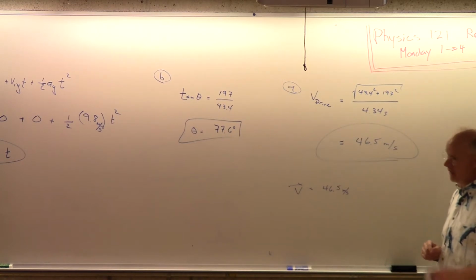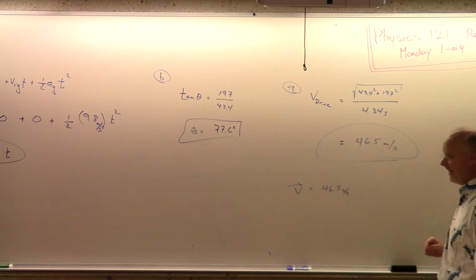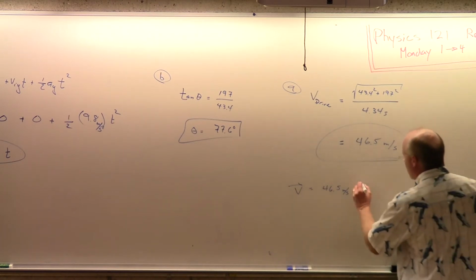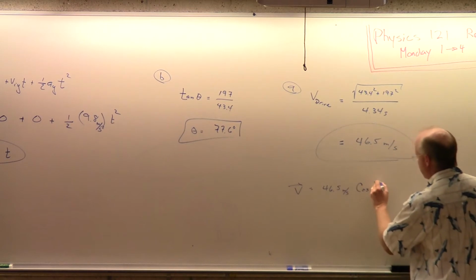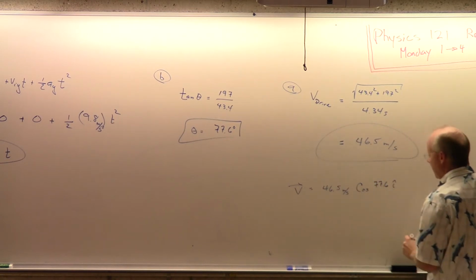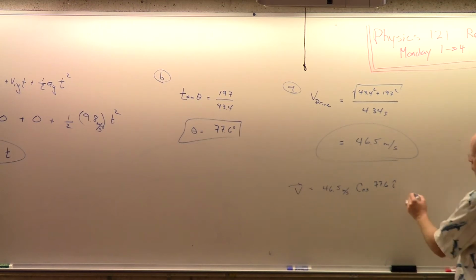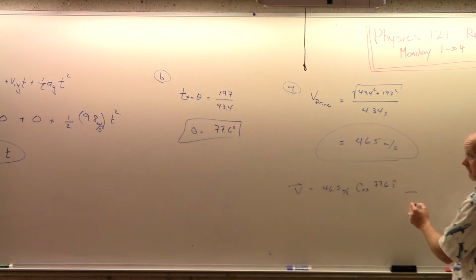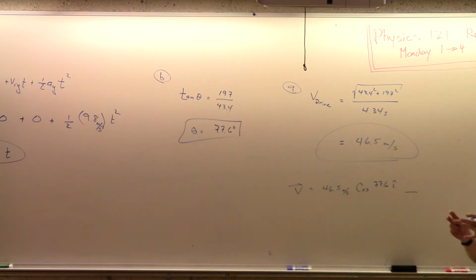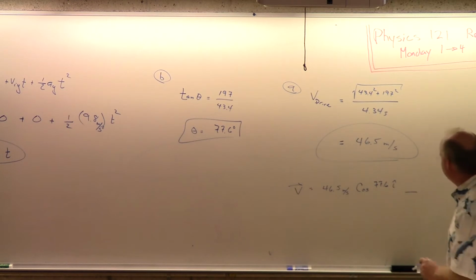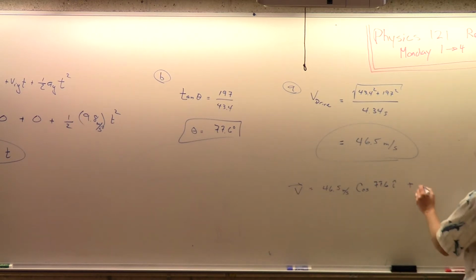3 meters above the ground. Yeah, I'm thinking. But then, as you said, I would go cosine of the 77.6 I hat. Plus or minus? Minus. Yeah, good. It is down. My first reaction is negative, but what did we call for this one? Positive, yeah. So this is going to be a positive 46.5 sine of 77.6 degrees J hat.